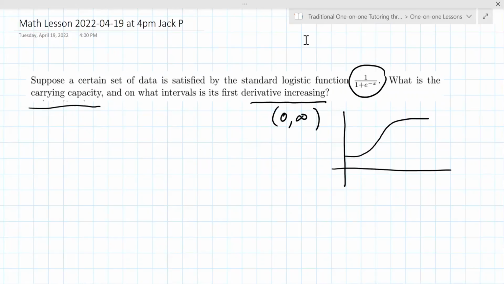Now, we could show it with calculus. With calculus, we have to take a derivative. We have to figure out if there's any critical points. If there are no critical points, you just test a value, and you'll see that the derivative is positive. And I can do all that if you would like.